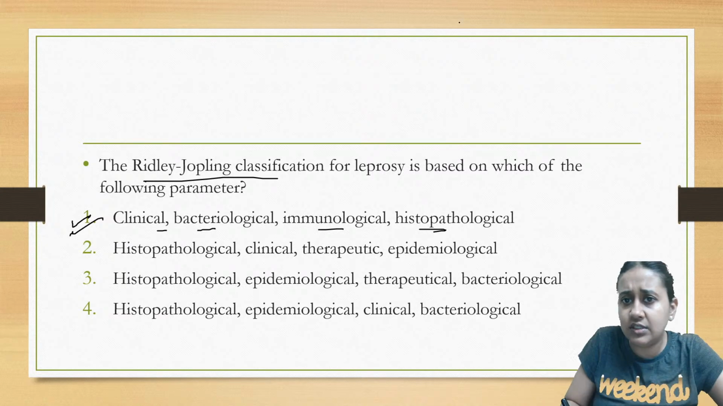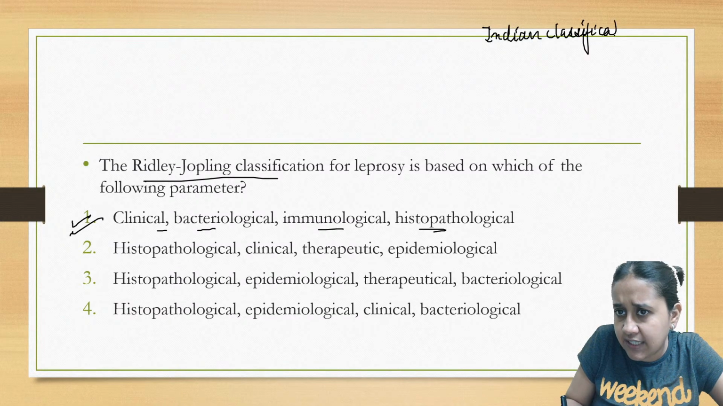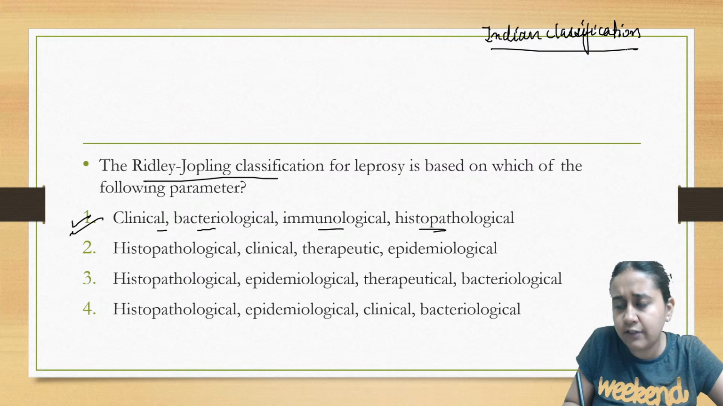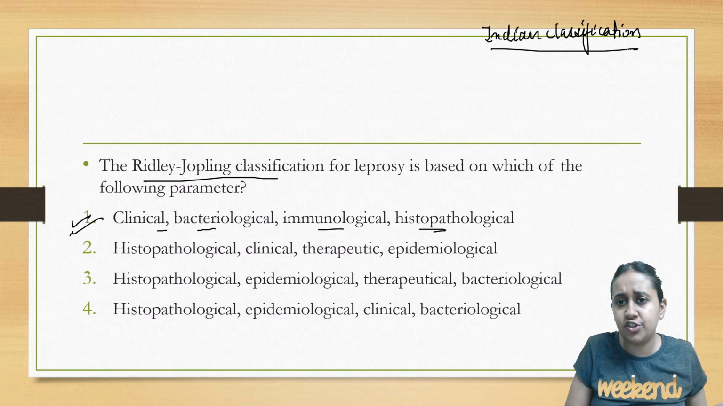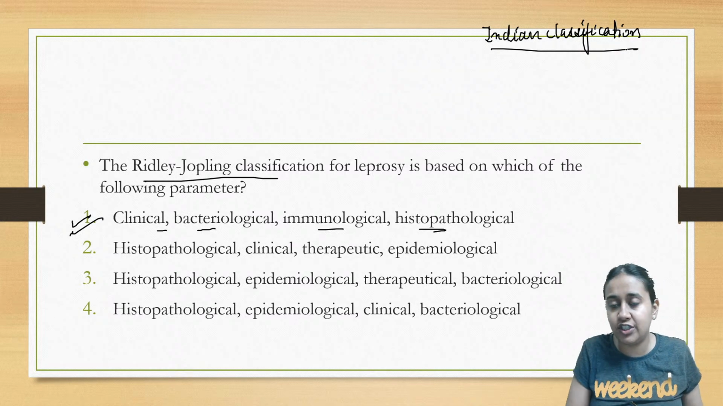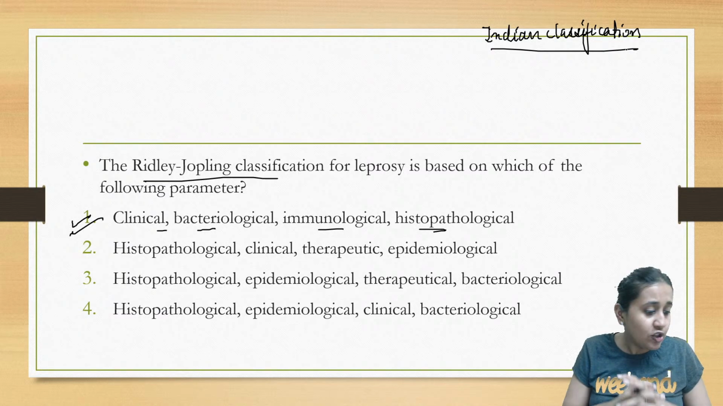But what about the Indian classification? Now please remember, in our country, in our setting, it is not possible for us to keep good infrastructure with a qualified dermatologist or a leprosy expert at the grassroots level, that is the village level. It is not very much possible. So what happens?